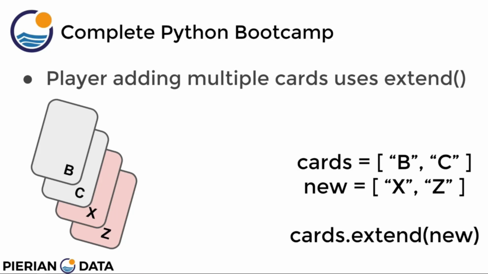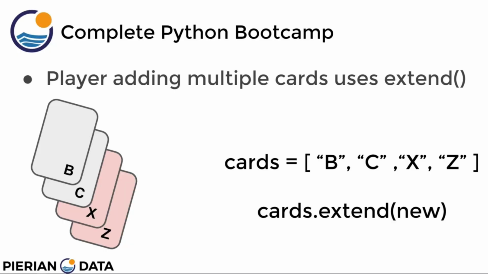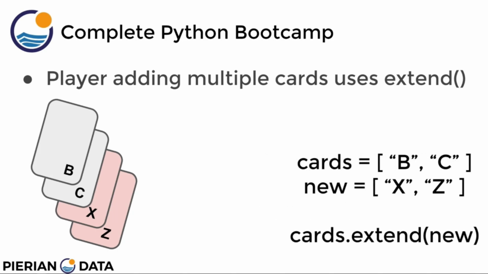So what I will do here is use the extend method, because the extend method allows me to now have a list B, C, X, Z, where all of those are going to be a single item. So extend takes a list and then essentially merges it with the existing list. So this is cards.extend(new), where if we looked back, new was X and Z.